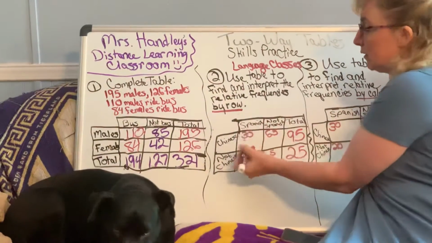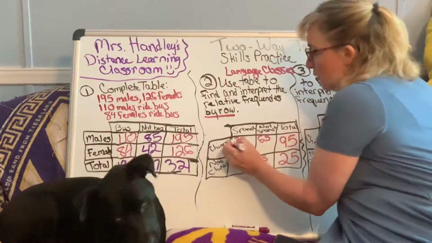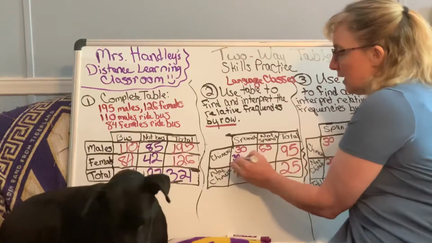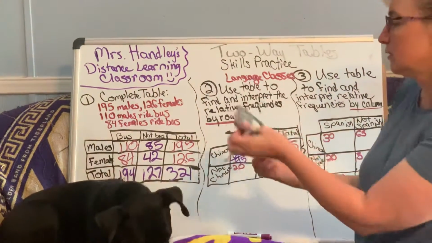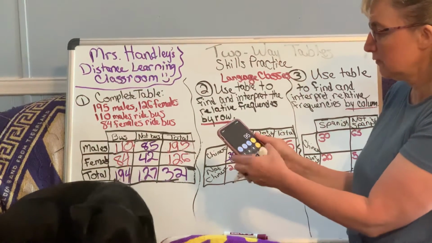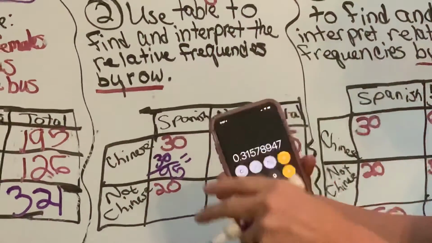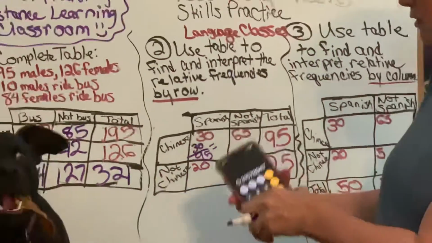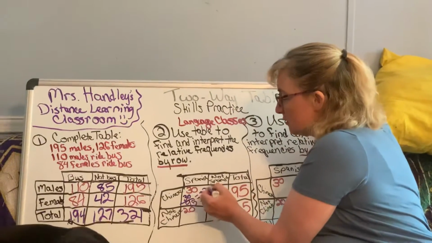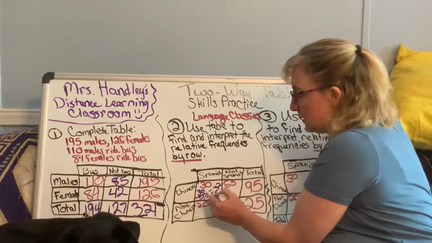So for this one, our ratio would be, let me change colors, 30 over our total of 95. And then you divide, and you're going to get a decimal. You can use your calculator. 30 divided by 95. And you get this decimal. But it's okay to round to 2 decimal places, the hundredths place. So we have 0.315, so we're going to round it to 0.32, which, if we change it to percent, is 32%. Okay?